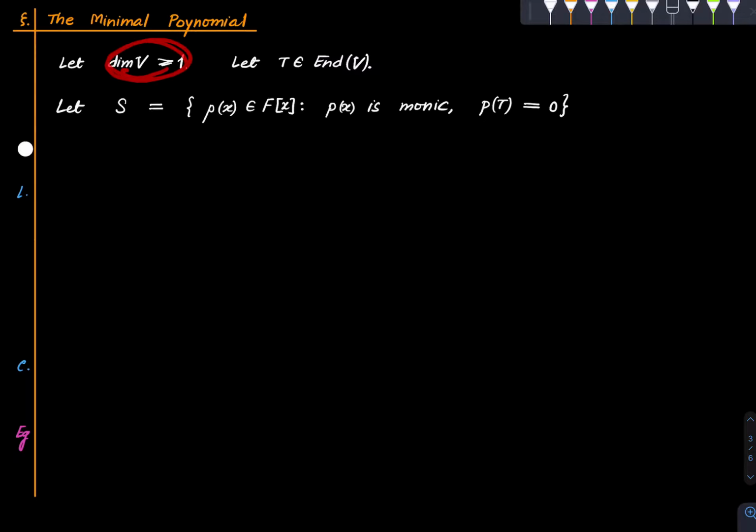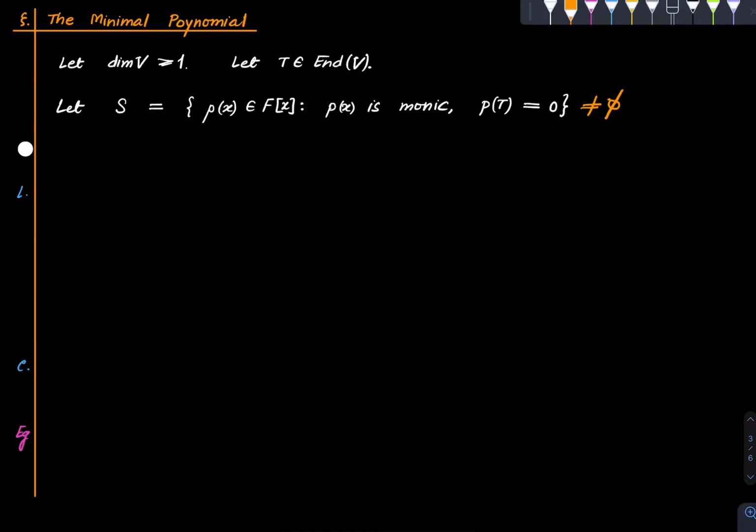So suppose we have a vector space, and for simplicity, assume its dimension is at least 1 because otherwise things are kind of backwards. And fix an endomorphism T on V. And now collect all those polynomials, those polynomials which are first of all monic and hence already non-zero, which are satisfied by T. And by the previous lemma, we know that this set S is not empty. This is exactly what the previous lemma says.